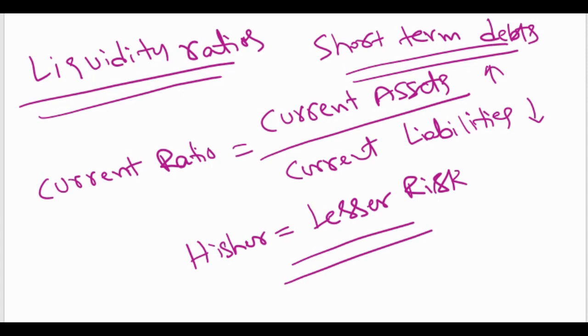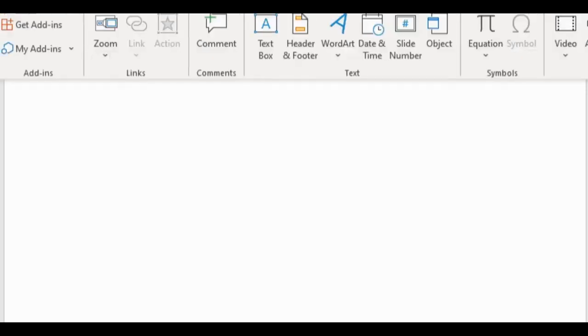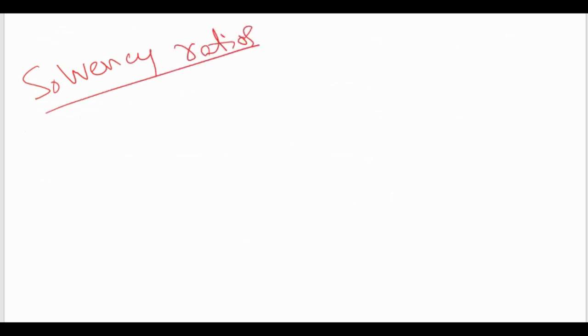Now let us look at the third one, that is solvency ratios. What are solvency ratios? These are related to long term debts. The previous one we looked at is short term and this is long term, right?